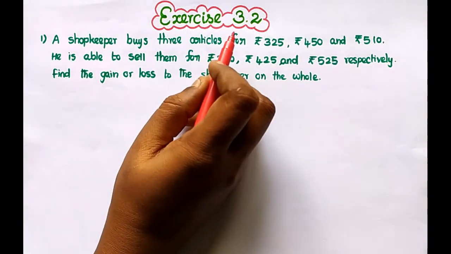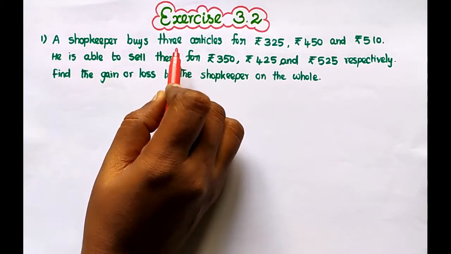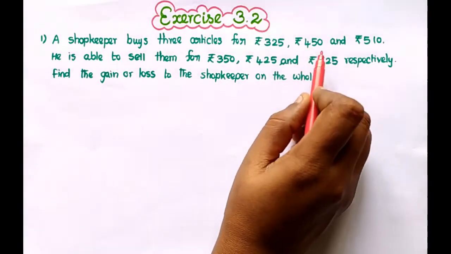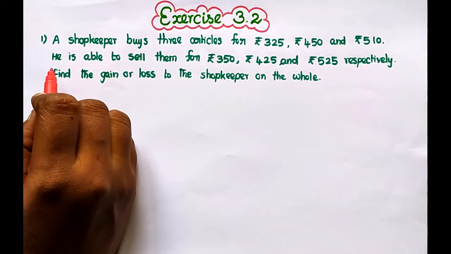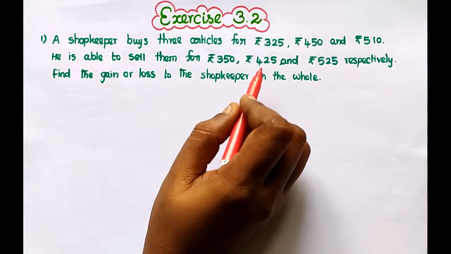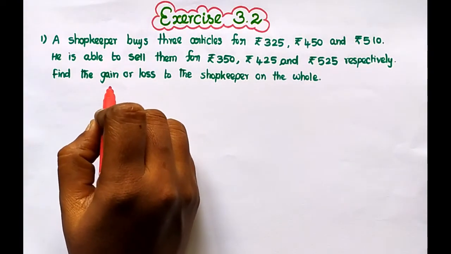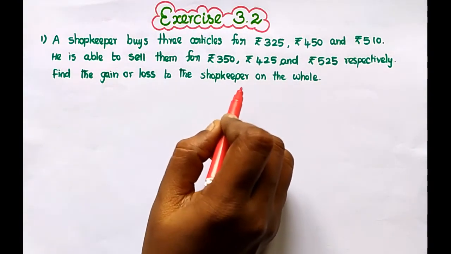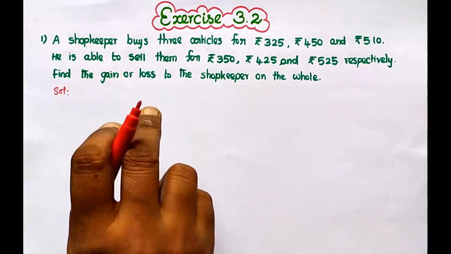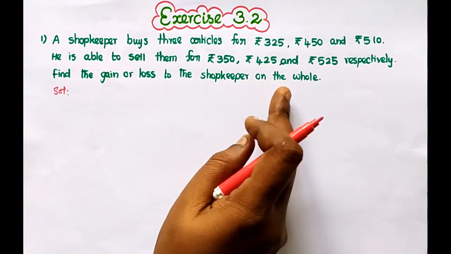Look at this exercise 3.2. First question. A shopkeeper buys 3 articles for rupees 325, 450 and 510 rupees. He is able to sell them for rupees 350, 425 and 525 respectively. Find the gain or loss to the shopkeeper on the whole. Listen.